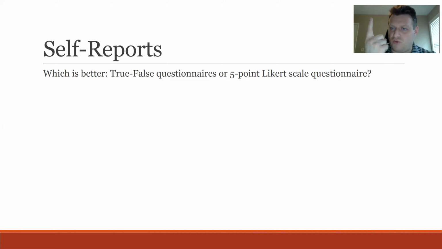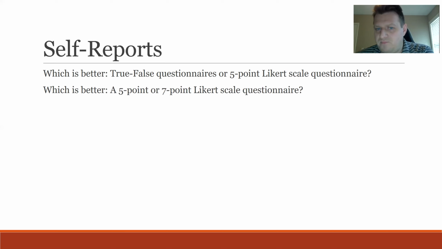You can't respond true, you can't respond false. But if you have a 5-point Likert scale, you might be able to put the middle response. Maybe you are moderately high in this trait. With the 5-point Likert scale, you're able to put a moderate option. You moderately agree with this thing. And all of these are good reasons for wanting a 5-point Likert scale as opposed to a true-false. Okay, how about a 5-point or 7-point?